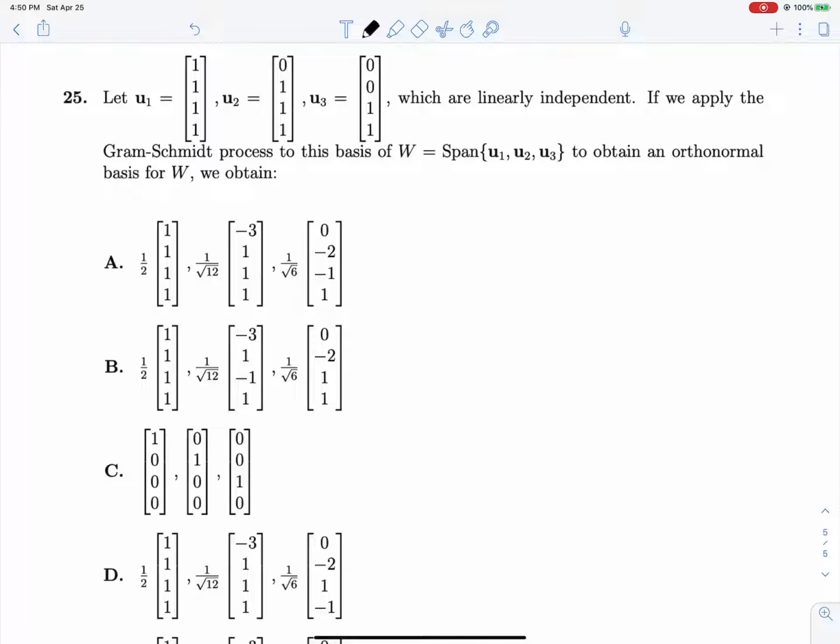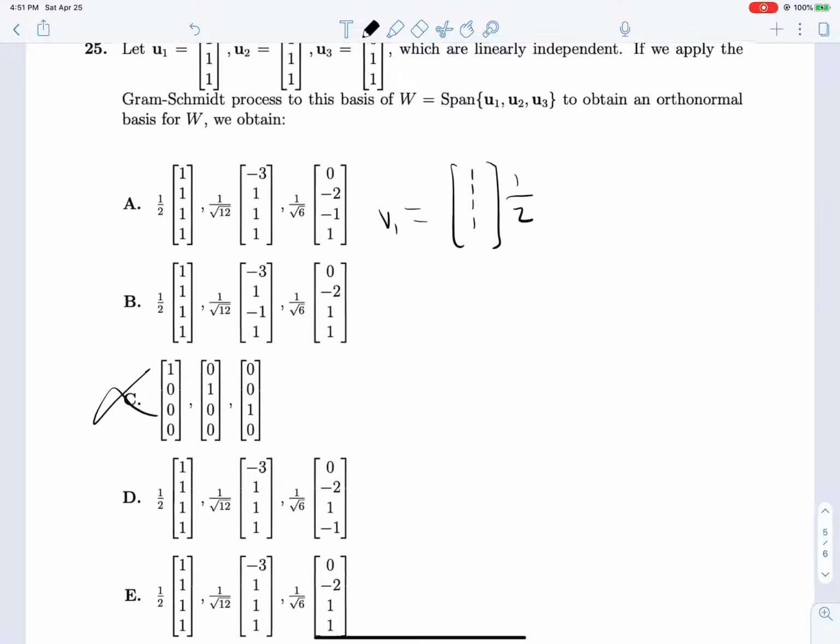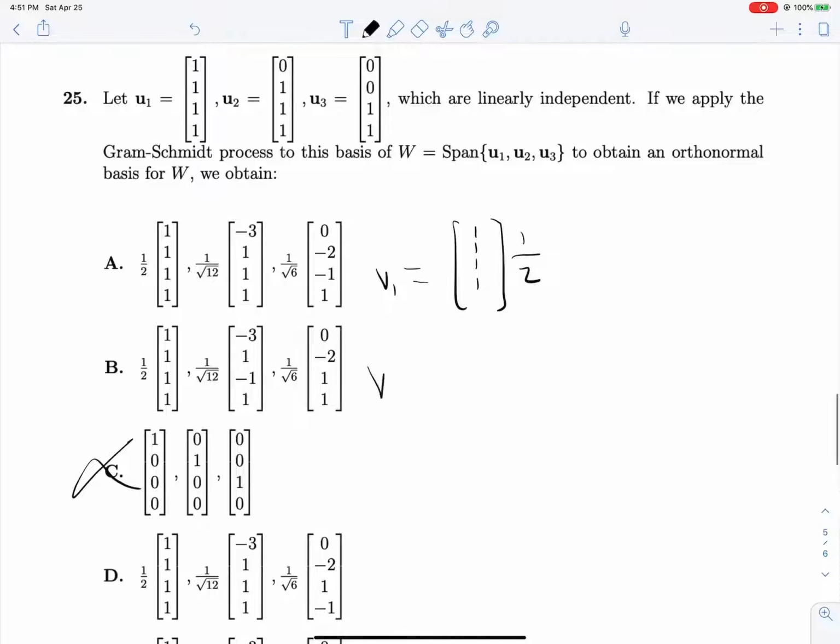Finally, ooh, look at that. I didn't mean to order it this way, but we have a 4-dimensional example last. But this one's actually super easy because we have only ones to deal with, so our dot products are pretty trivial. So V1 is just the normalized version of U1, which is 1, 1, 1, 1 times 1 over root 4. 1 over root 4 is just 1 over 2. So let's do that. And we see that that lets us take out answer choice C.